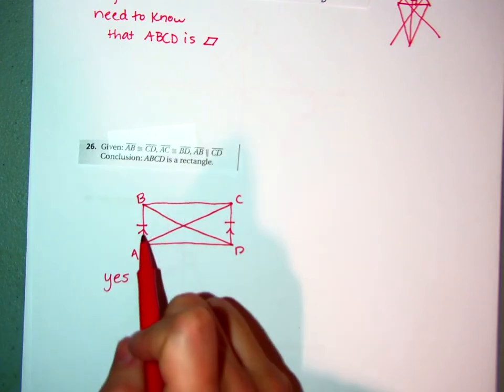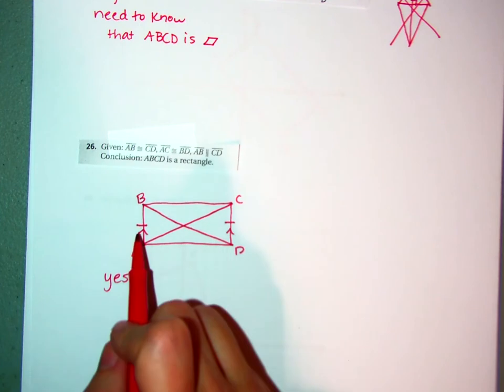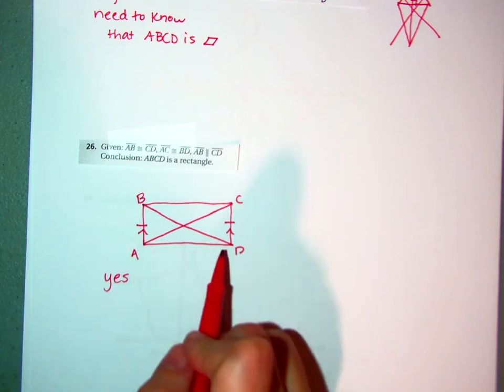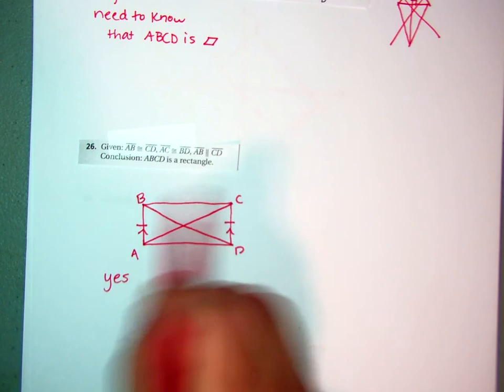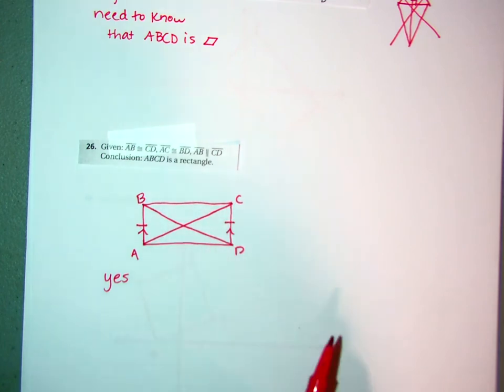So we had one theorem that said that if you had a pair of opposite sides that were both parallel and congruent, this is a parallelogram. And now that we know it's a parallelogram, the diagonals are congruent, which is what makes it a rectangle. So yes, it's enough information.